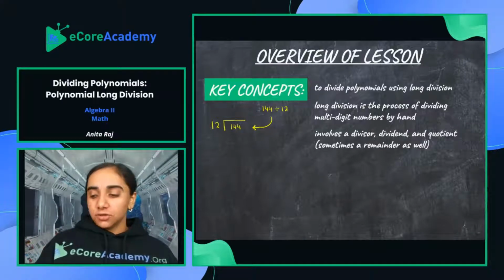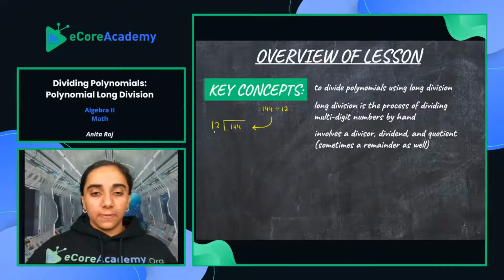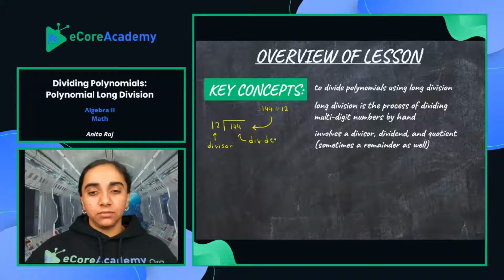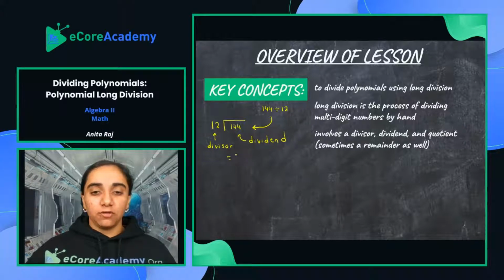So in this example, if we do 12 into 144, the 12 here is going to be the divisor. It's what we're splitting the dividend by. 144 is what's getting divided, so it is going to be the dividend. And I know my times table, so I know that 144 divided by 12 is just going to be equal to 12. That's just a perfect square. So in this case, 12 is going to be the quotient because it's what results. Quotient.